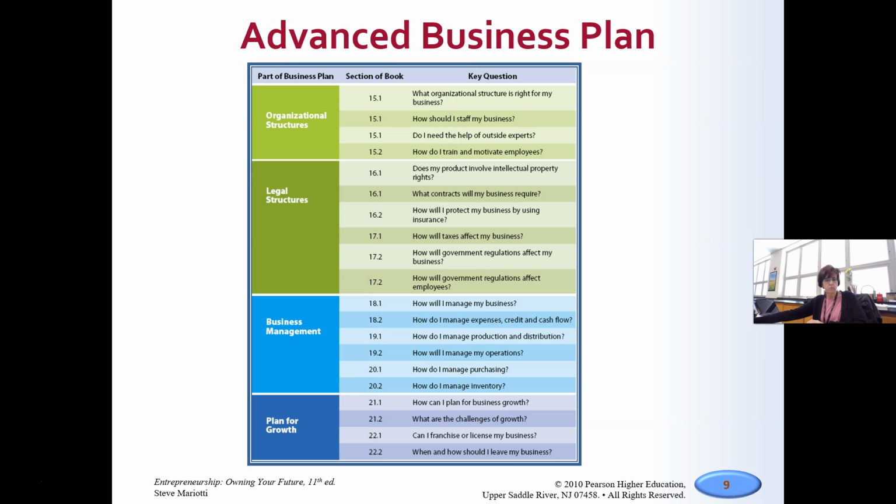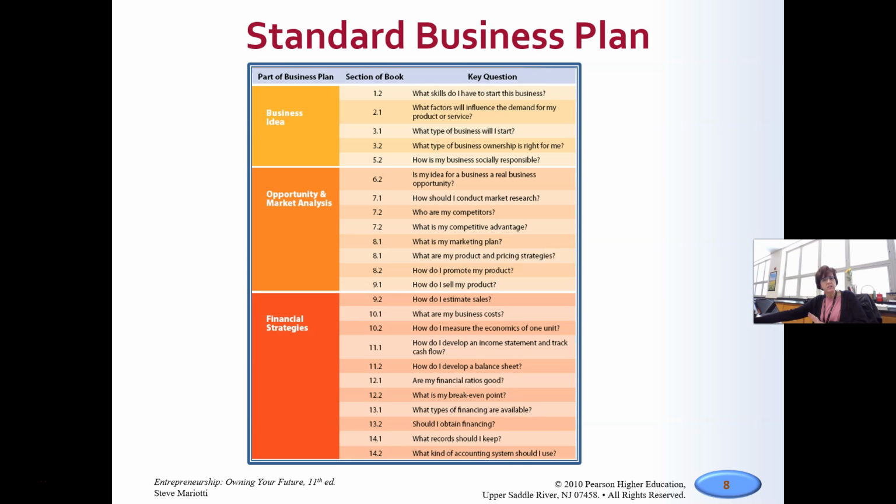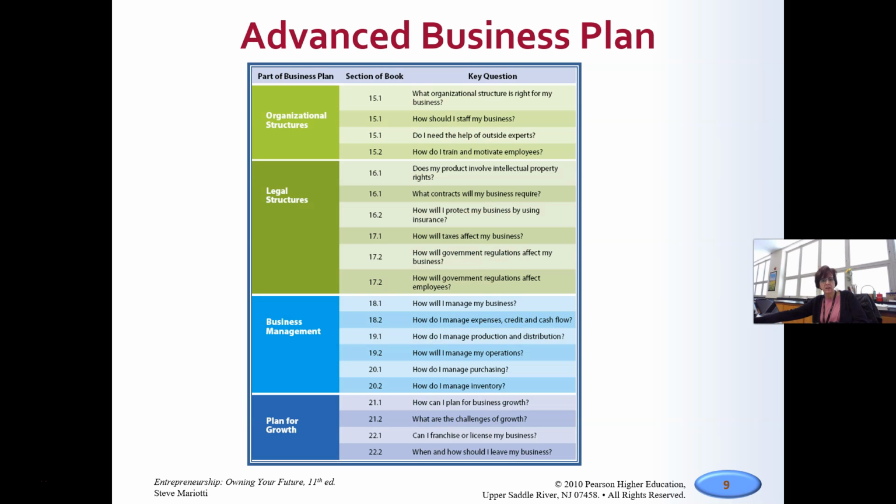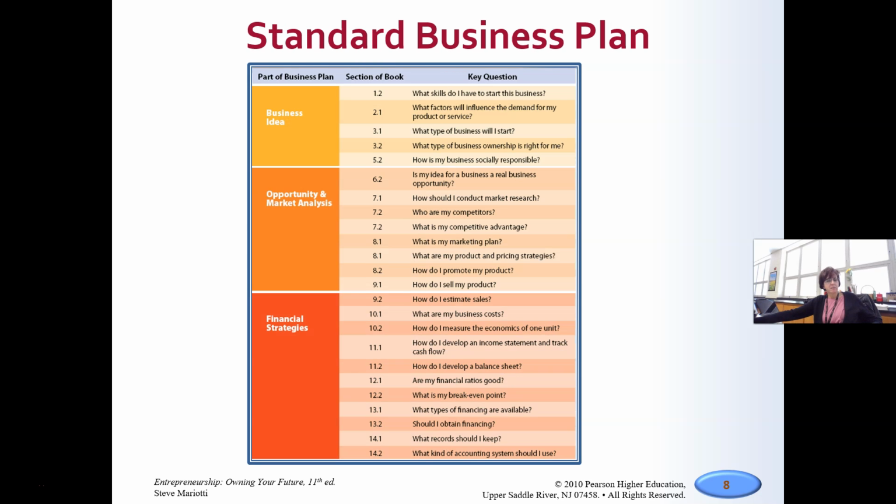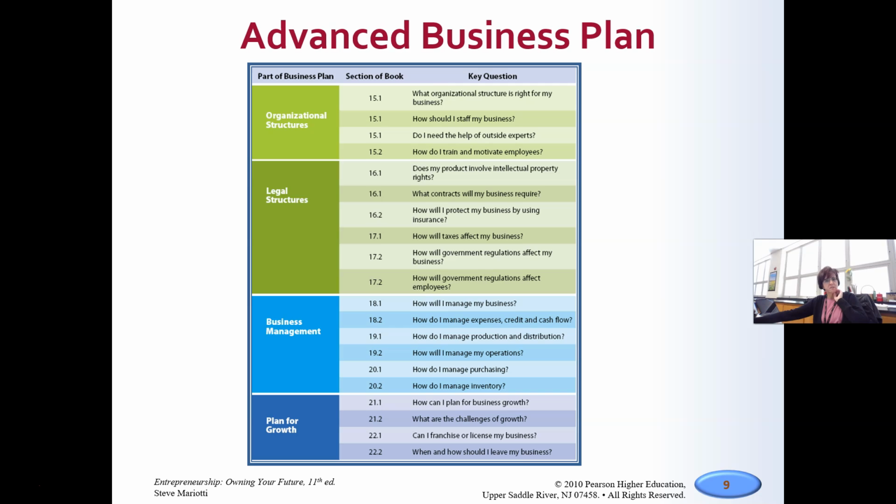These are the standard business plan sections. You can see you have a standard plan and then you have an advanced plan. We'll go through the business plan with our sim, and if time permits, we'll work on a very basic business plan, not the advanced business plan.